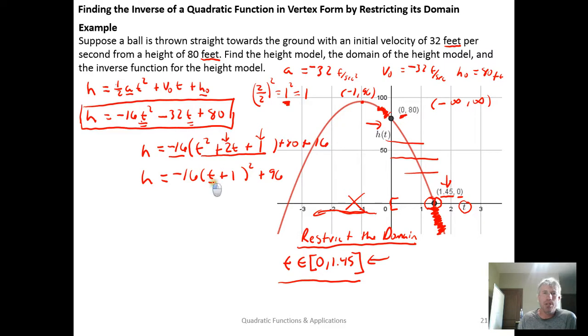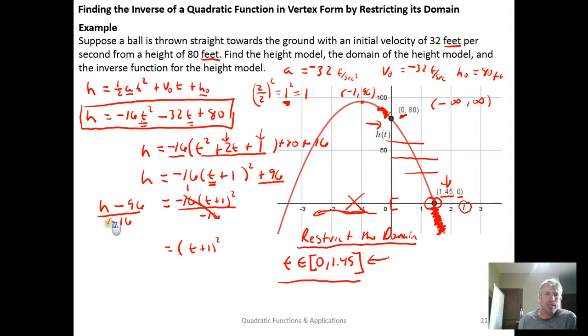So to do that, we need to solve for time. My first step is to subtract 96 from both sides. So I'm going to get height minus 96 equals negative 16 times t plus 1 quantity squared. We're then going to divide both sides by negative 16. Negative 16 divided by negative 16 is 1. That's going to leave us with 1 times t plus 1 quantity squared.